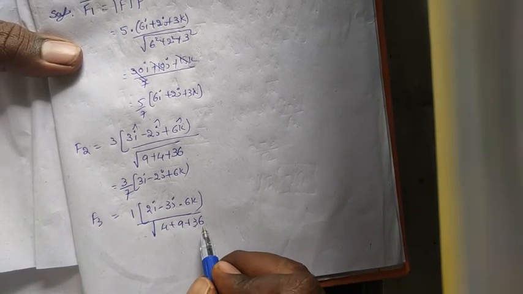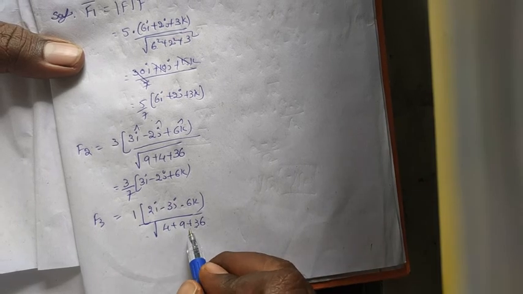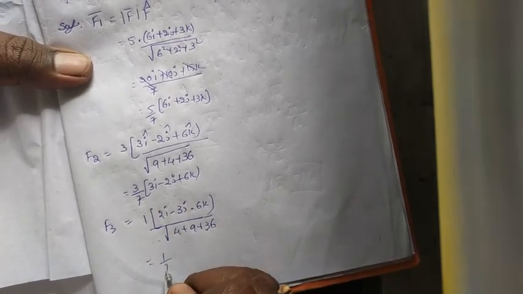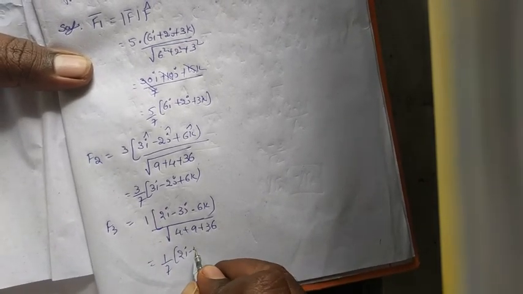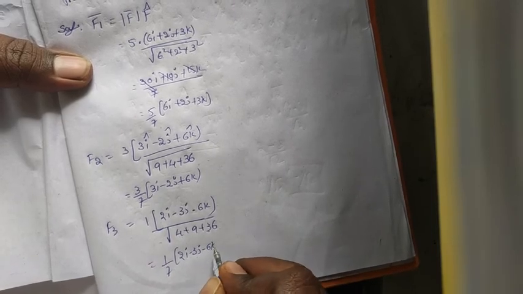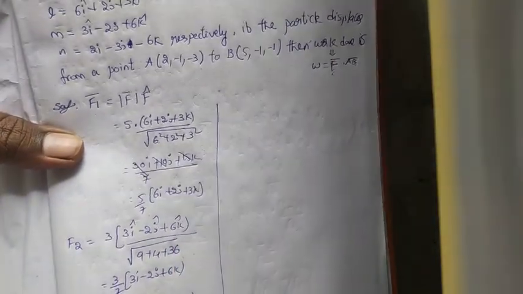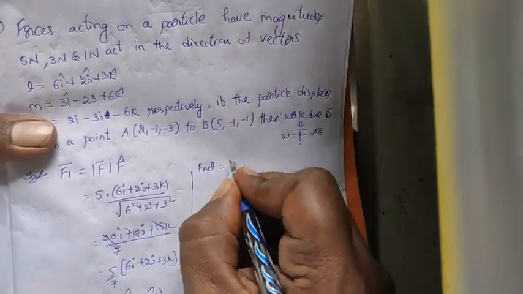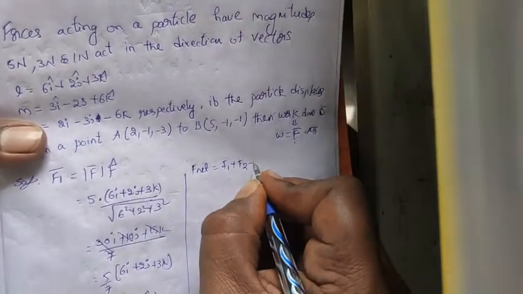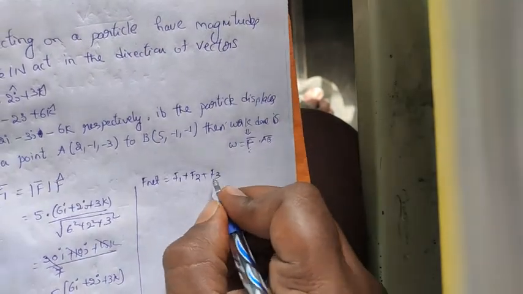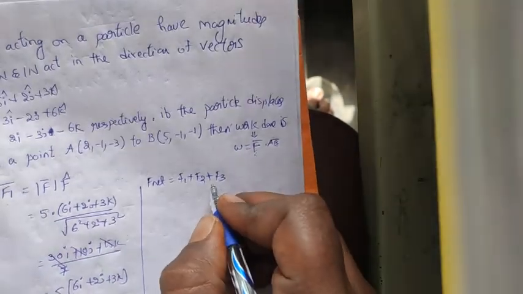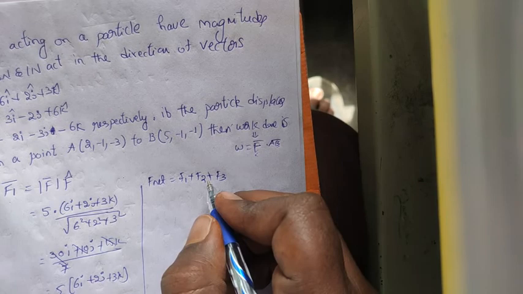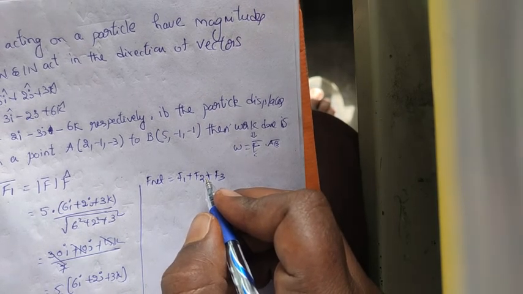Here also 36 plus 4 is 49. Root 49 is 7. So 1 by 7 of 2i minus 3j minus 6k. Now we need to find out the net force. The net force is F1 plus F2 plus F3. So from all these, F1 plus F2 plus F3, 7 is common.